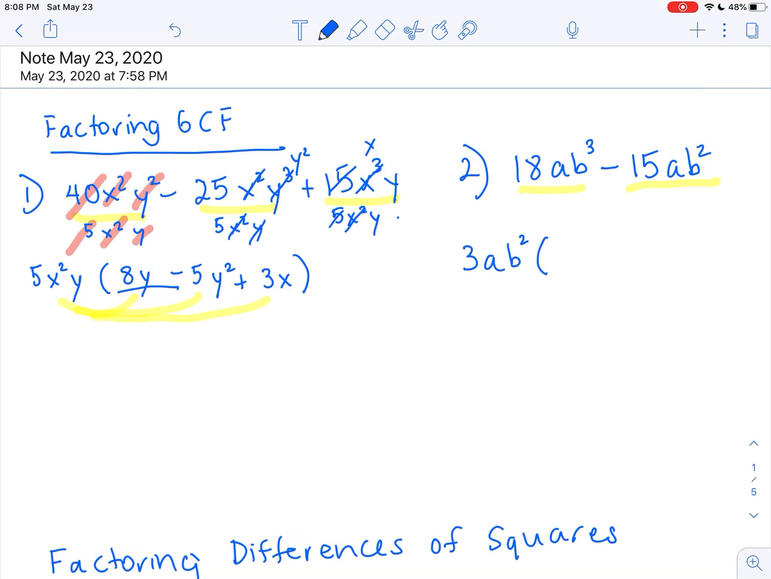And then from there, we're doing reverse distributive. 3 times what is 18? 3 times 6 is 18. A times what is a? A times 1 is a, so we don't have to put anything here for that. B squared times what is b cubed? B squared times b. Minus 3 goes into 15 5 times. Again, there's an a outside, times 1 would give you the a inside. And then b squared times 1 would also be b squared. So my final answer is 3ab squared is the GCF, and then parentheses 6b minus 5.